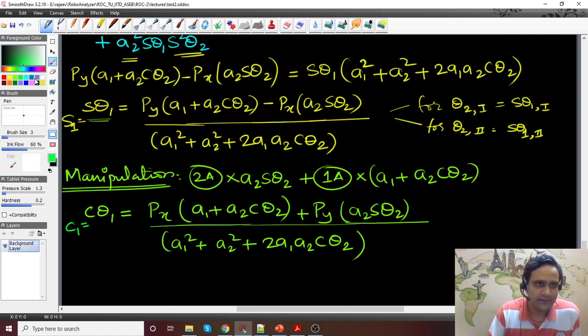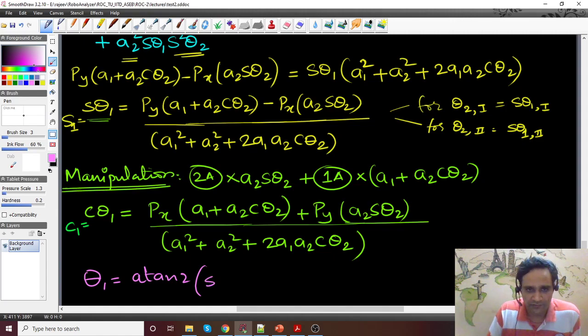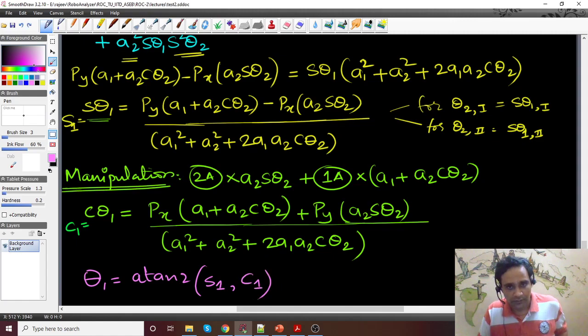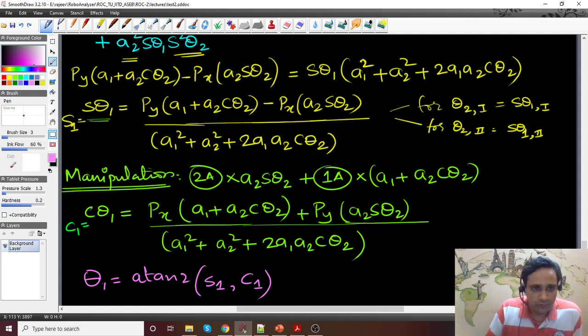Now finally, to get the value of theta 1, we'll again use the atan2 function, which will take the sine term and the cos term, sine term S1 and cos term C1. Okay, so that is how we get the theta 1 angle.